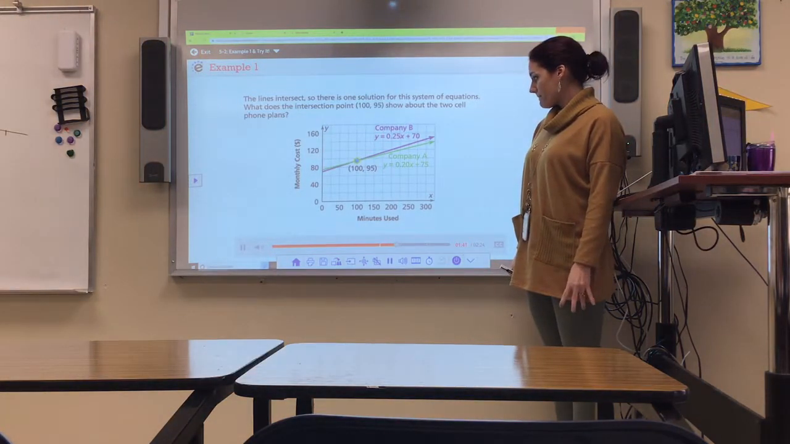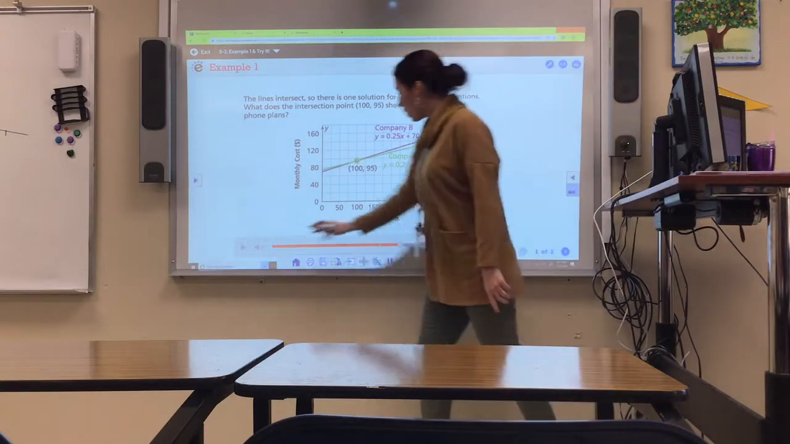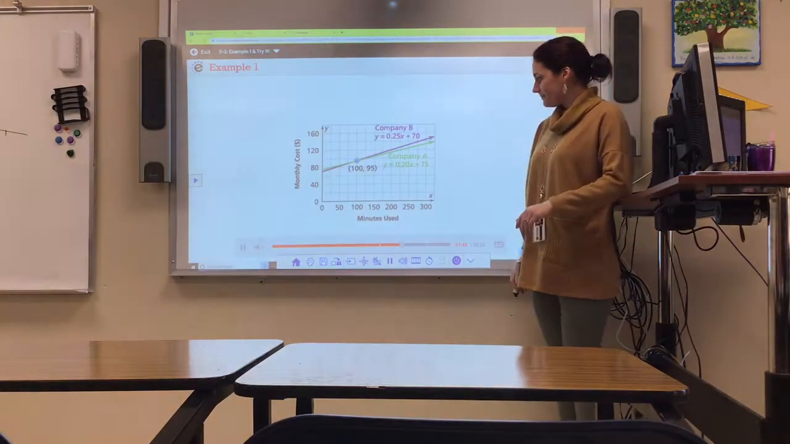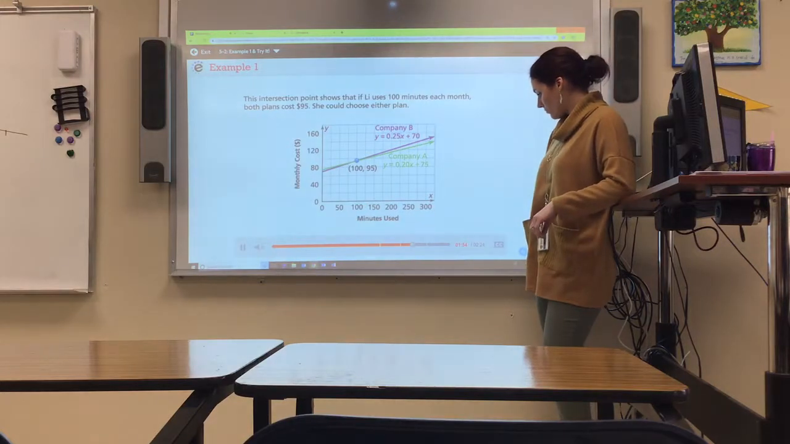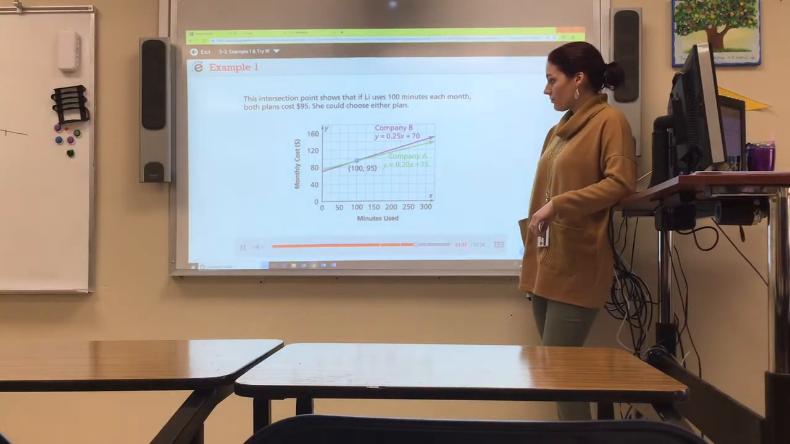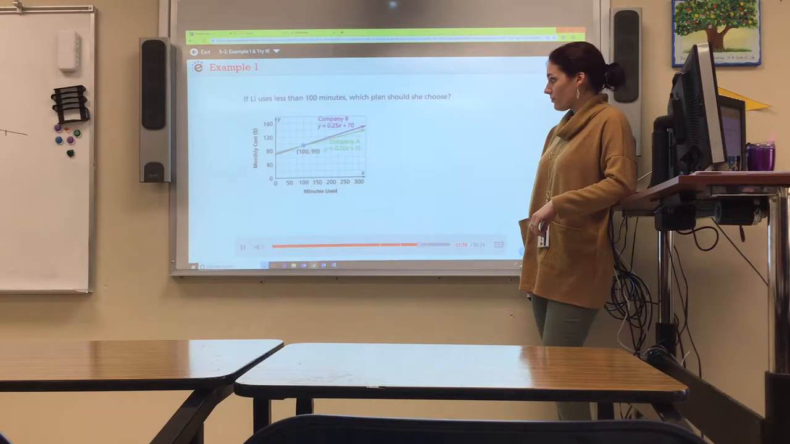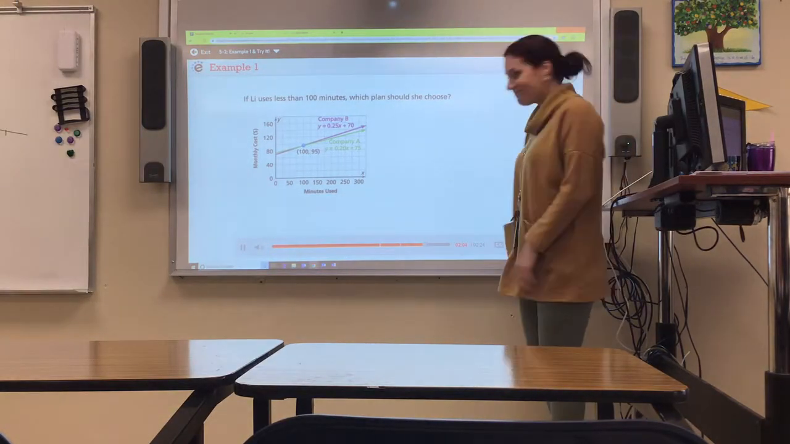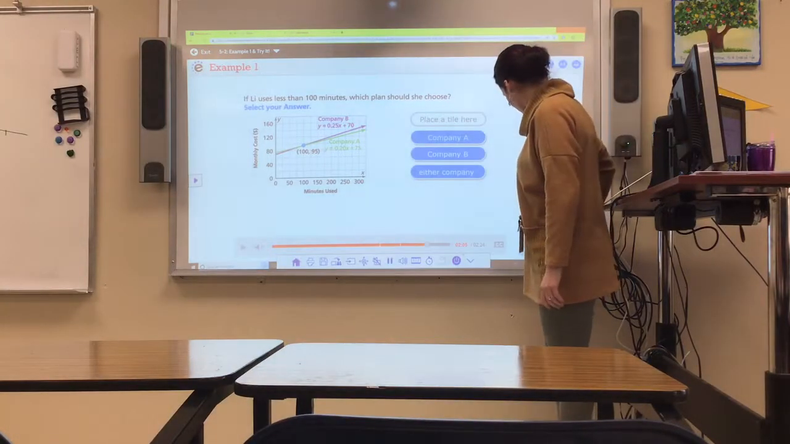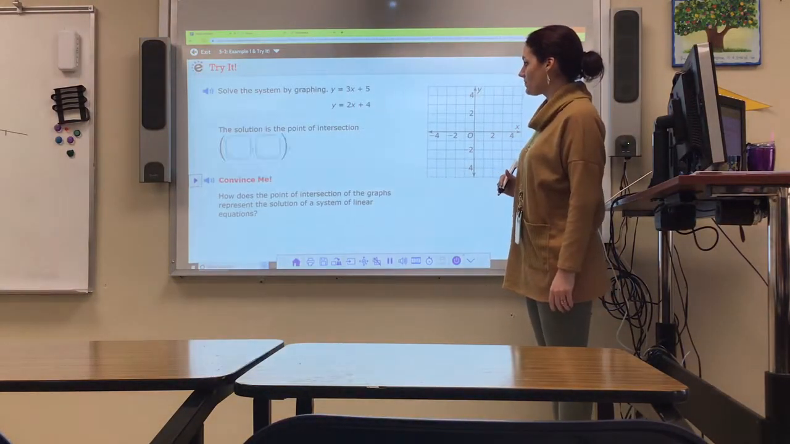100, 95 shows something about the two cell phone plans. You did it before. Oh, I already did it. Yep, keep going. This intersection point shows that if Lee uses 100 minutes each month, both plans cost $95. She could choose either plan. If Lee uses less than 100 minutes, which plan should she choose? We already did this, so we're going to move on. Select your answer. We're going to move to the next one.